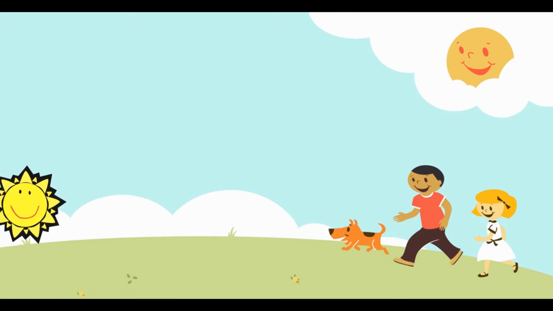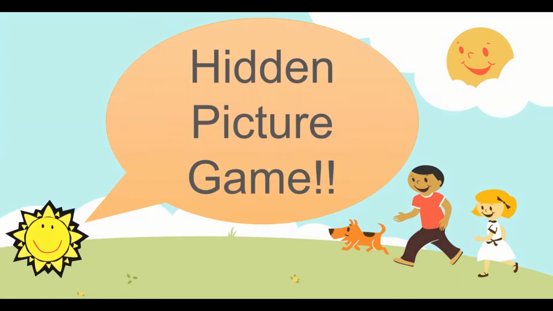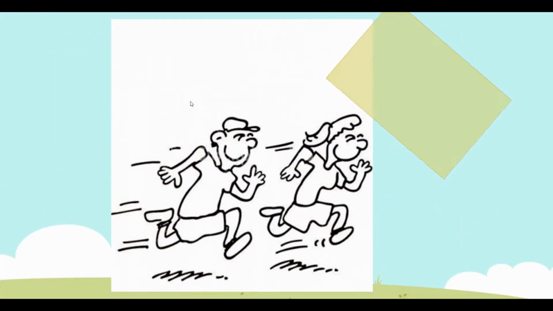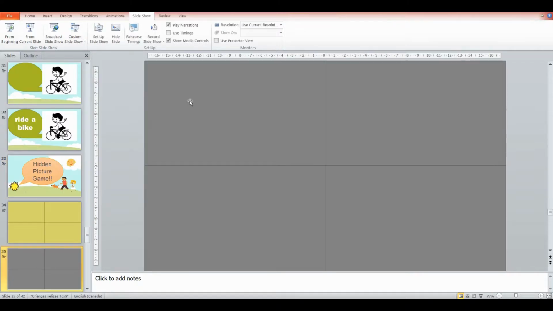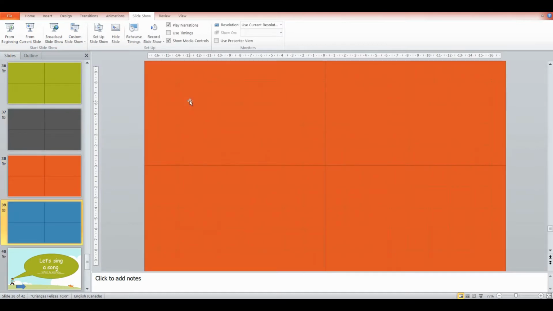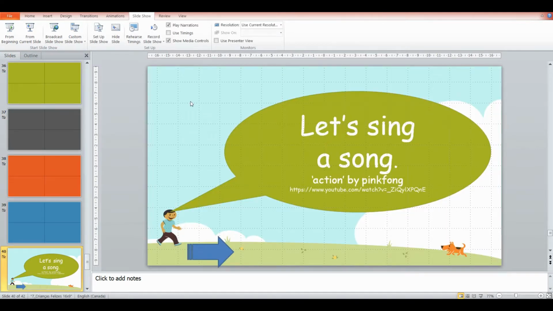And then we'll do a hidden picture game, which is more or less the same as before, except they only see part of the picture. So they kind of have to work a little bit more for this. So after going over all these questions, we will then sing another song.